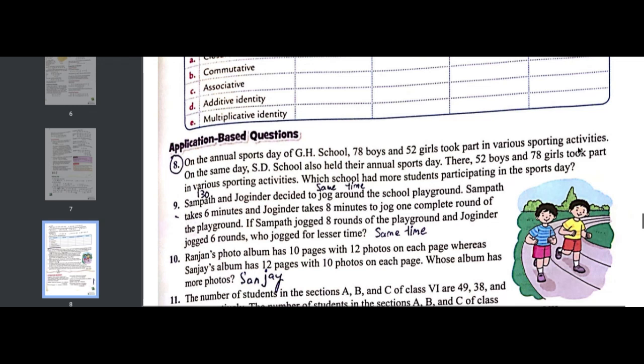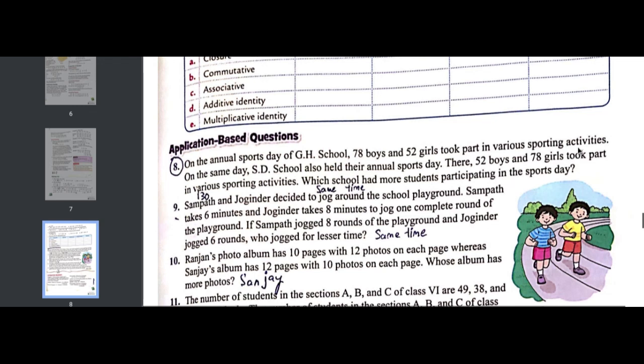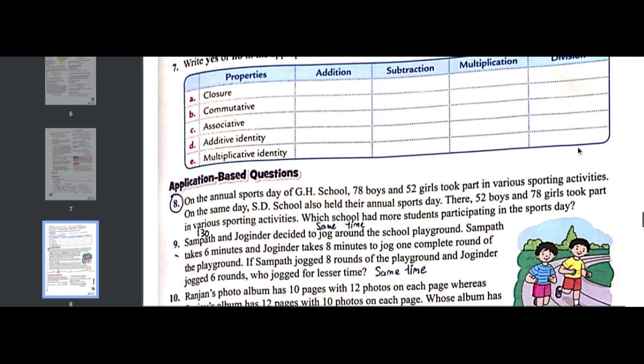Now these are the application based questions. But for multiplicative identity, addition won't come, right? Addition won't come. Why? Because it's multiplication. So addition won't come, subtraction won't come, division won't come. Multiplicative identity is only for multiplication and division. Because division is also done by multiplication. Yes. Okay. Can we start these application based questions?